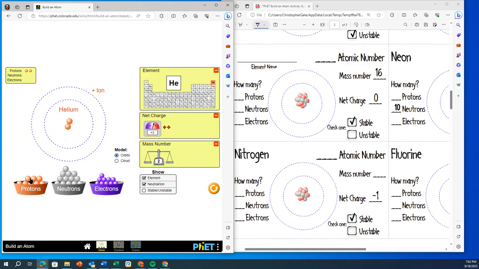2, 3, 4, 5, 6, 7, 8. So 8 protons, and it looks like we have the same amount, so that's an oxygen, it looks like. Now we're going to need to have the same number of, let's go stability.